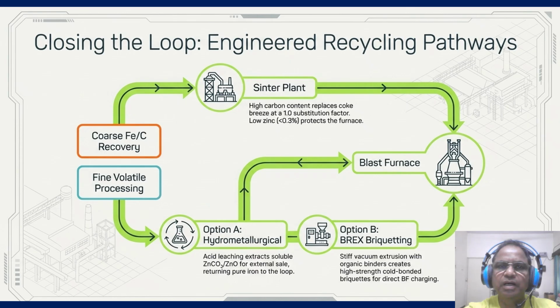For the fine volatile processing, we have two options. Option A is the hydrometallurgical route we just discussed, acid leaching to extract zinc for external sale. Option B is the briquetting, where we use vacuum extrusion and organic binder to create high strength cold bonded briquettes for direct furnace charging. By utilizing this pathway, a 1050 meter cube furnace can achieve a near zero waste profile. We have partitioned the dust, managed the thermodynamics, and utilized the speciation advantage to protect our equipment and maximize the yield.